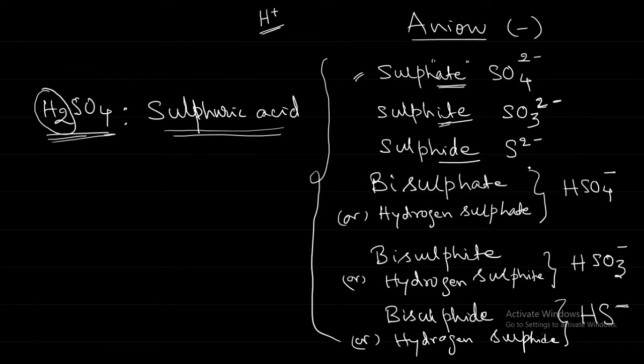From here we are writing. Sulfate, sulfite, sulfide. Just because you know the formula of sulfuric acid, you can write all of this. How many? Six of these are there in the table. You can very easily remember and write them. Okay, all of you understood? Any doubts? No, sir.